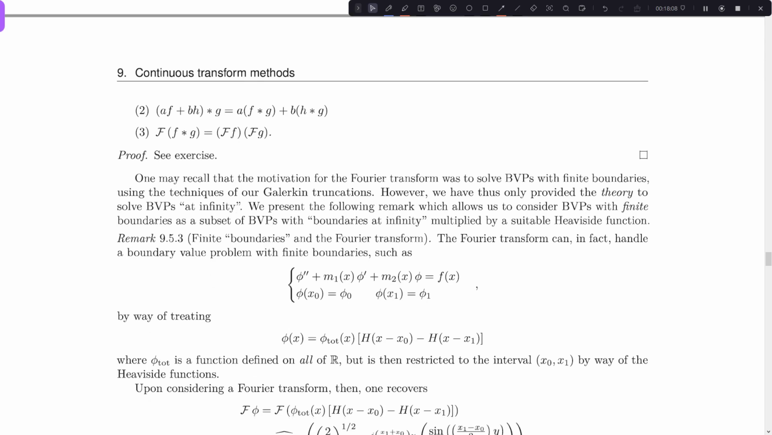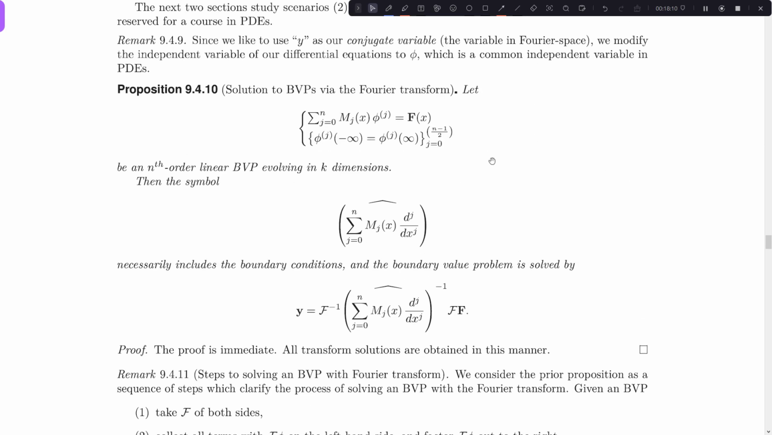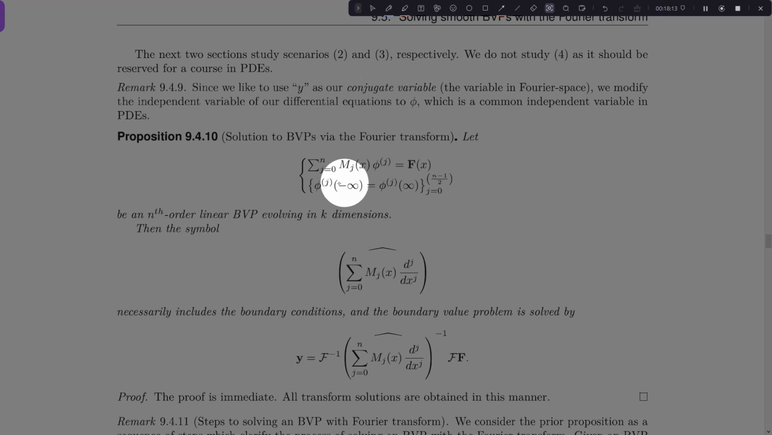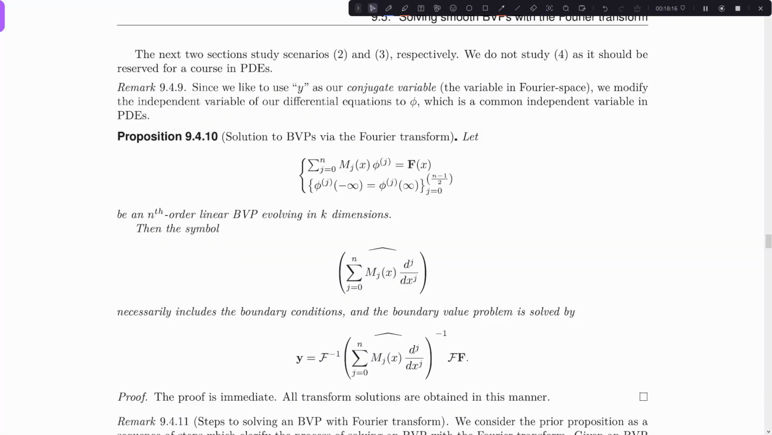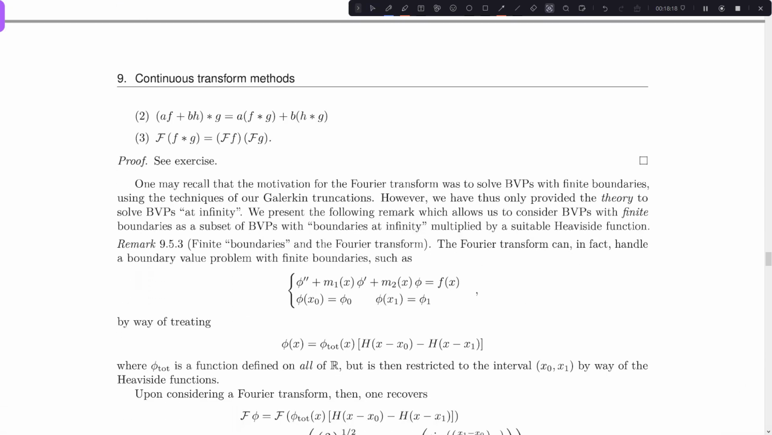Okay, so now I get to this next paragraph, because I jumped up here and said, oh, let's just assume that we have boundary values at infinity. But at the end of the day, one of the main reasons we did this was because we didn't want to solve boundary values at infinity. Our Galerkin truncations weren't working for us to solve regular boundary value problems. So this better be able to help us solve regular boundary value problems. And so that's what we're going to see here.